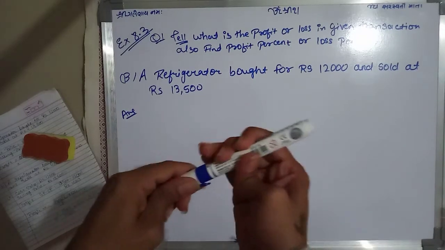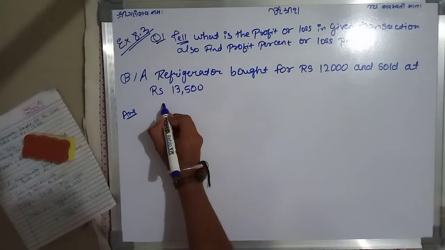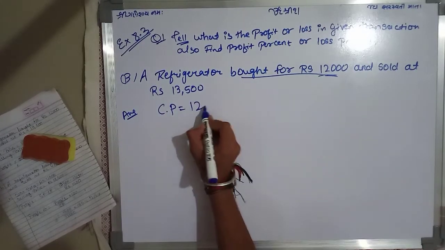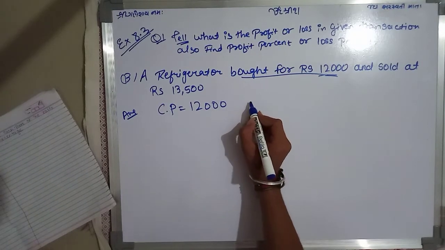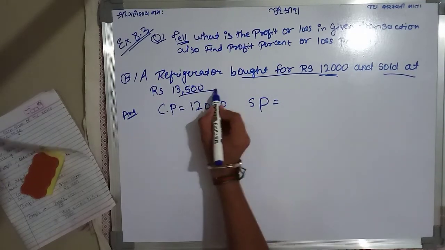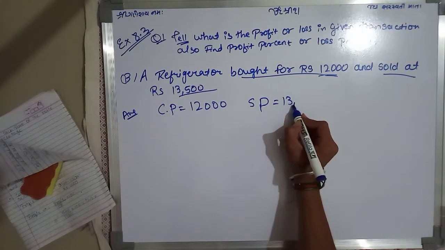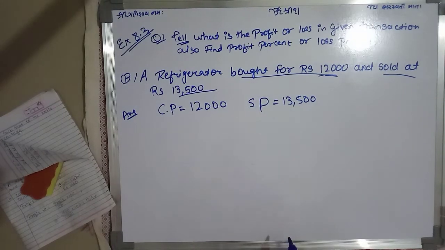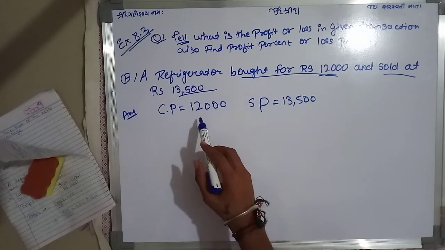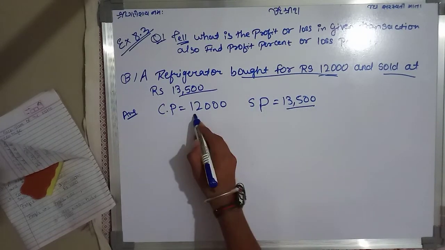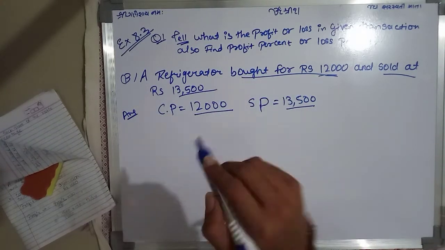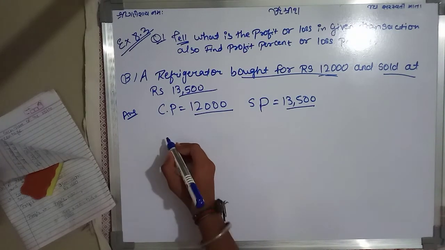So we write CP. What is CP? We bought it for rupees 12,000, so the CP, the purchasing price, is 12,000. And SP? Selling price, sold at rupees 13,500. Let's see. In this transaction, the selling price is greater than the cost price. See, 13,500 is greater than 12,000, which means when the selling price is greater than the cost price, we gain profit. So let's find which profit we gain.